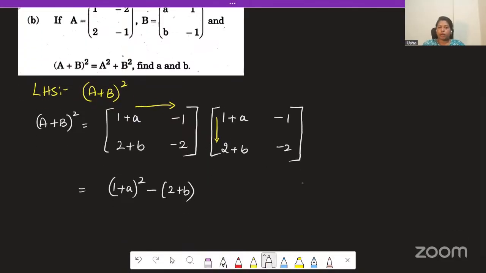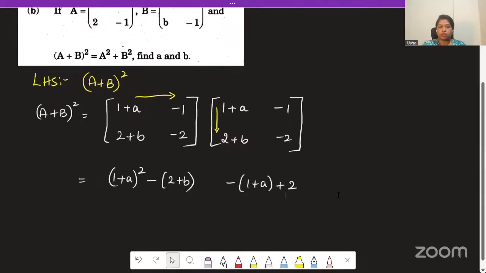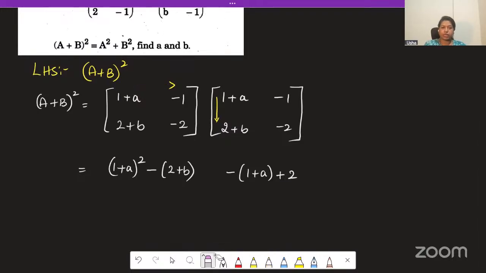Now, first row, you multiply with second column. 1 plus a into minus 1 is minus of 1 plus a. Then minus 1 into minus 2 is plus 2. Okay. This is your first row.